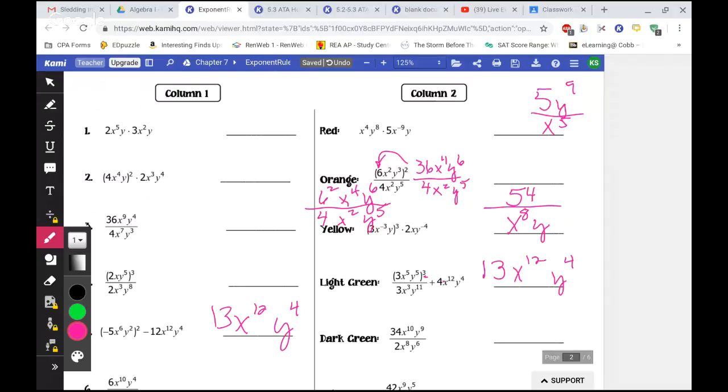36 divided by 4 is 9. 4 minus 2 is 2. And 6 minus 5 is 1. So y to the first. So 9x squared y is my final answer.